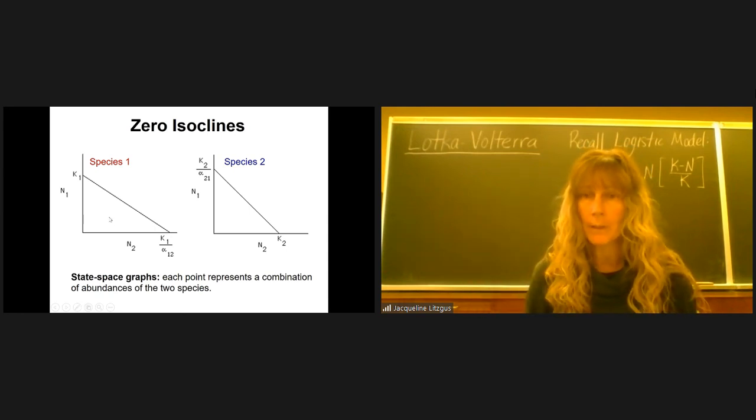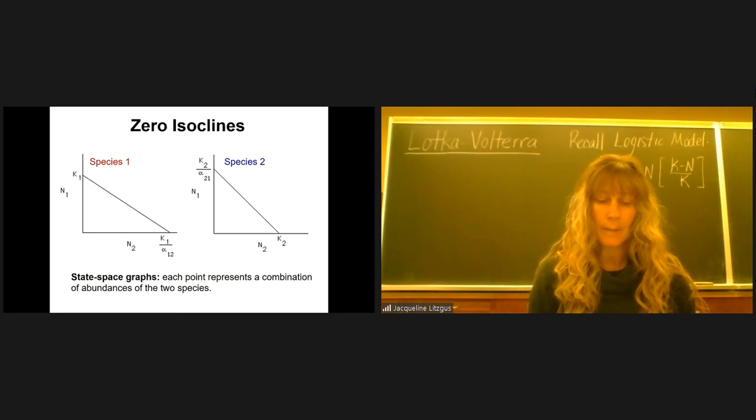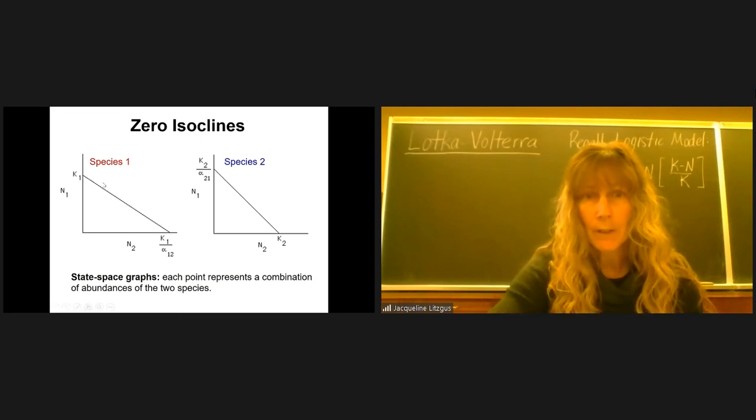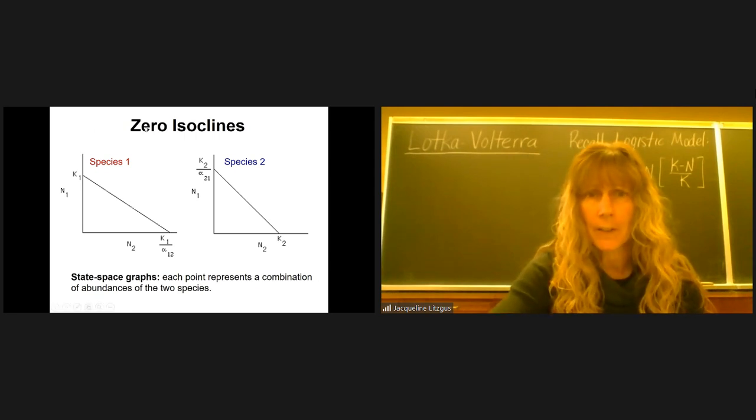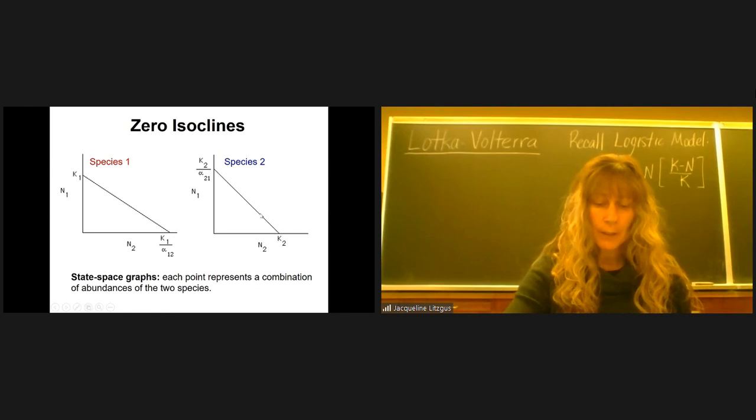So XY coordinates in that state space, representing the combinations of population sizes of the two species, okay? And then for each species, on the left, I have species one, there's a line here, and here's the line for species two. And that line is called the zero isocline. So that's what I've got on the title of the slide here. So that is the zero isocline for species one, and this is the zero isocline for species two, okay?